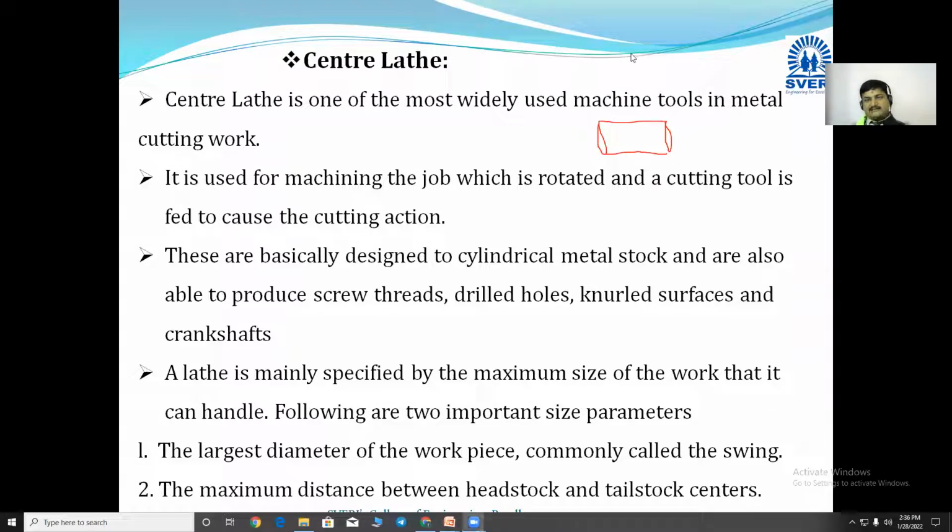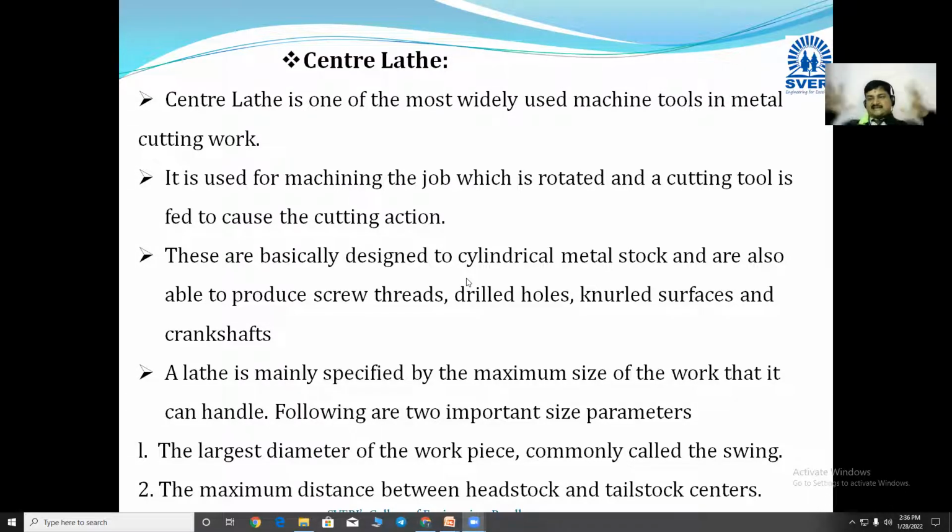So such kind of the metal parts we can easily do different kind of the operation by using lathe machines. Okay, so we can drill, we can screw it, we can knurl, means we can put the impressions on such a rotating part by using the lathe machine. Okay, so here the lathe machines are mainly specified by the size of the workpiece.